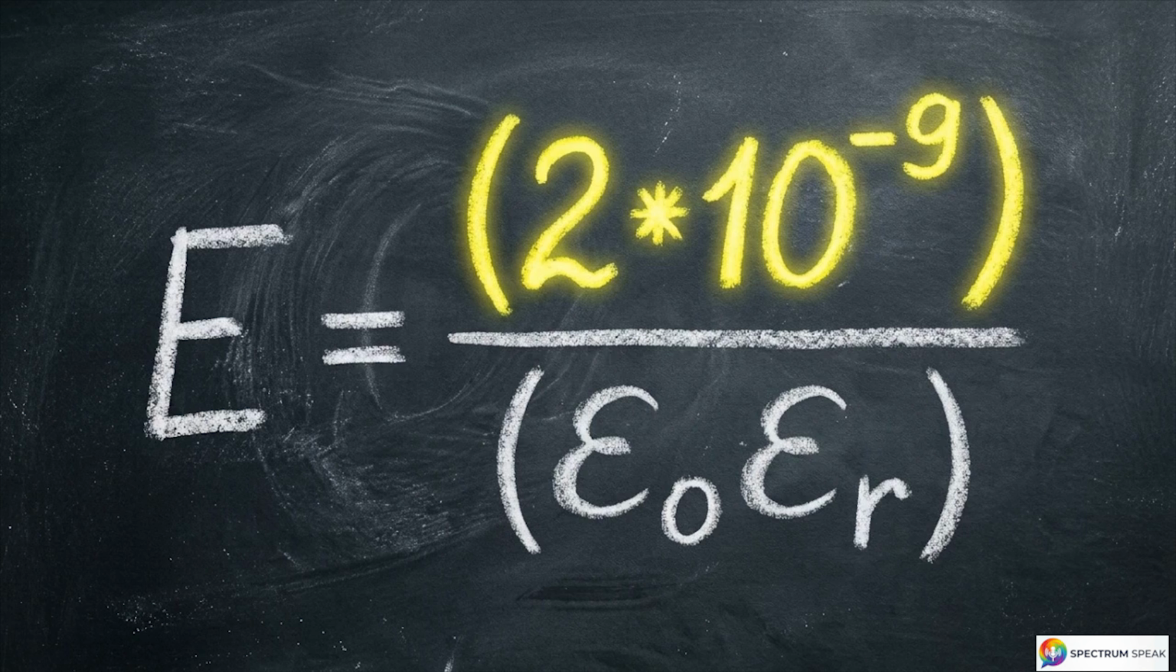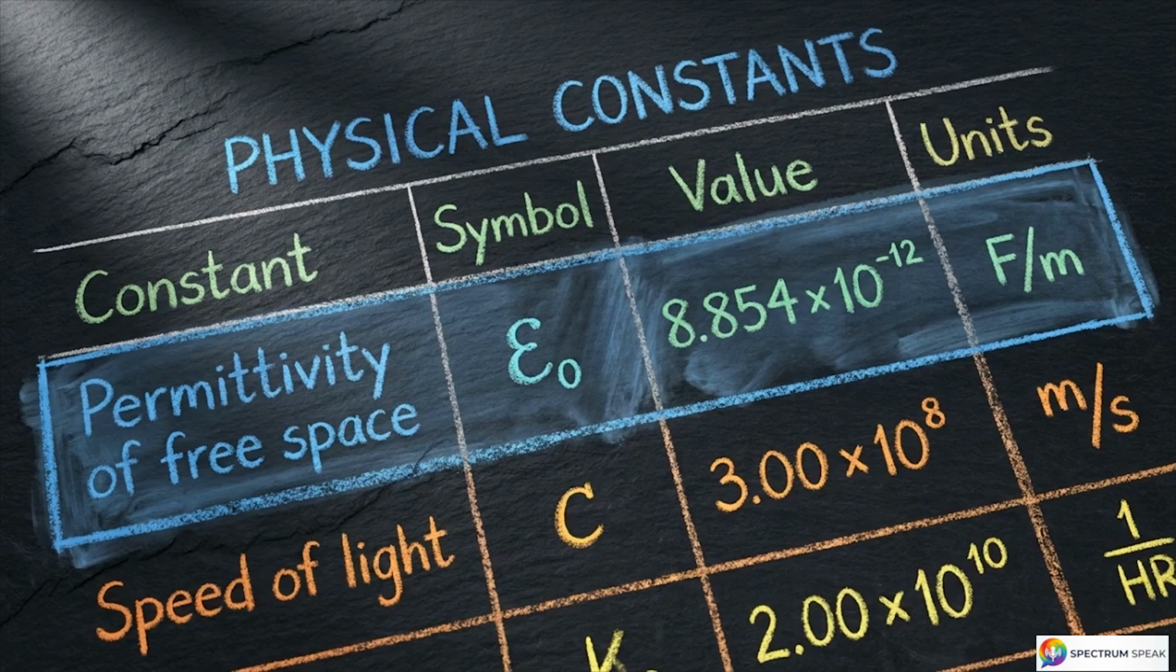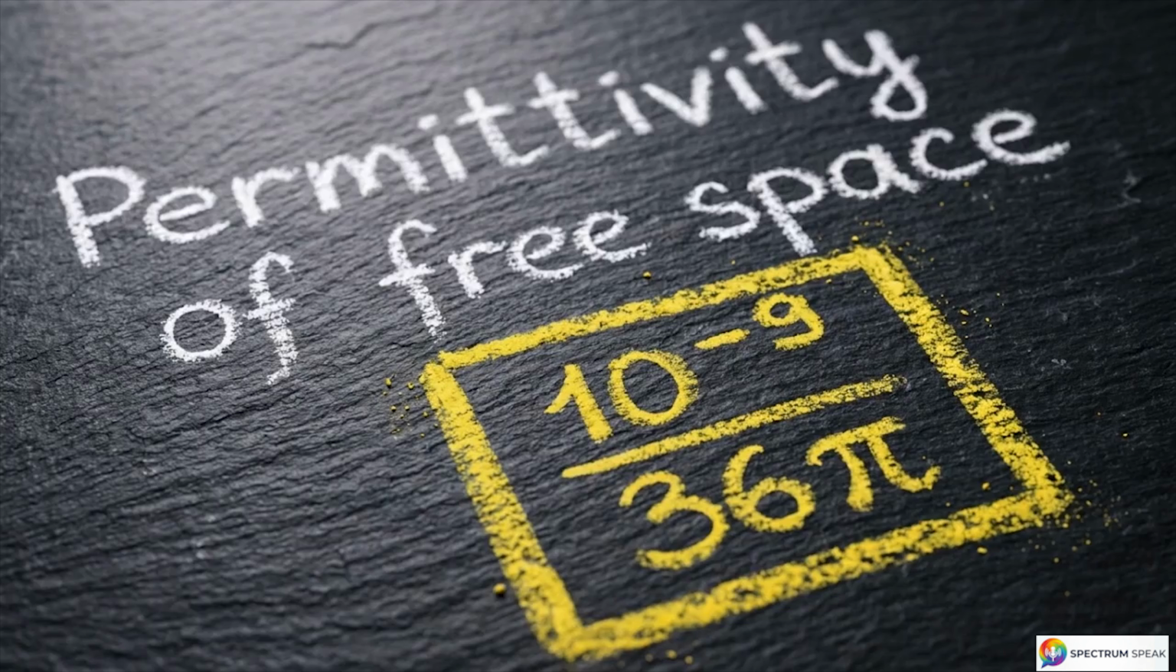Now we plug in our knowns. We drop the 2 times 10 to the negative 9th into the numerator for our flux density. In the denominator, we plug in our given epsilon r of 2. This table shows the standard physical constants you'll use in these problems. Instead of using the decimal approximation for epsilon naught, we'll use its exact fractional equivalent, 10 to the negative 9th over 36 pi. Using this fraction makes our hand calculations much cleaner.